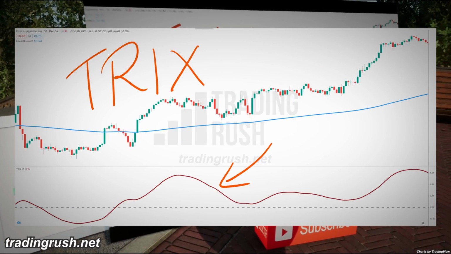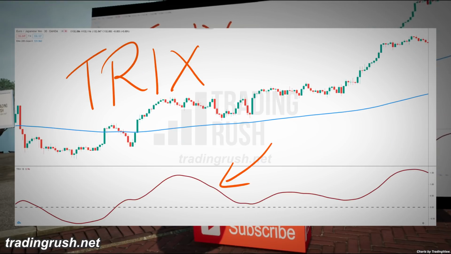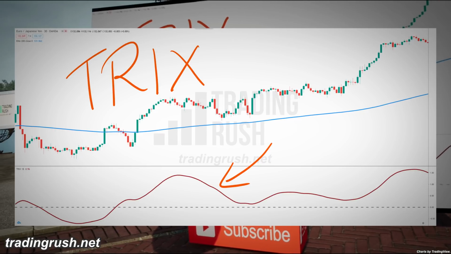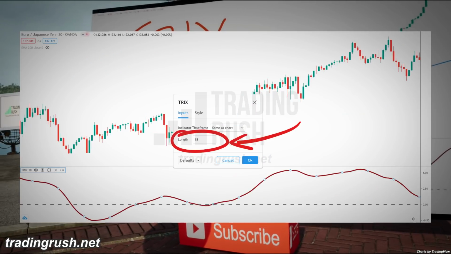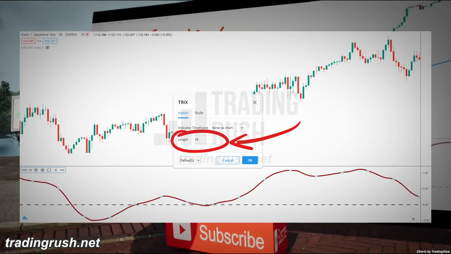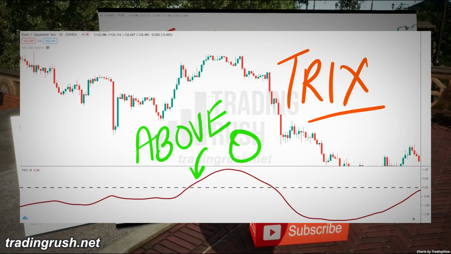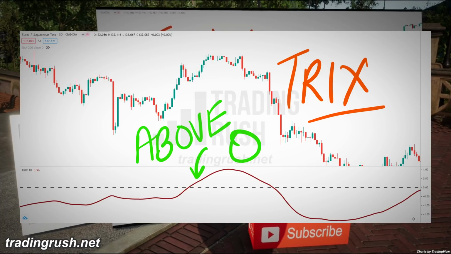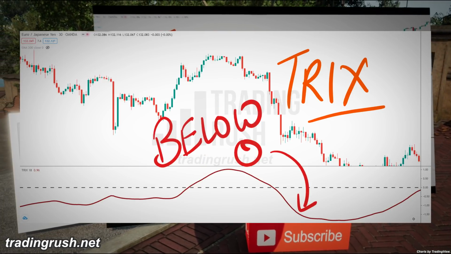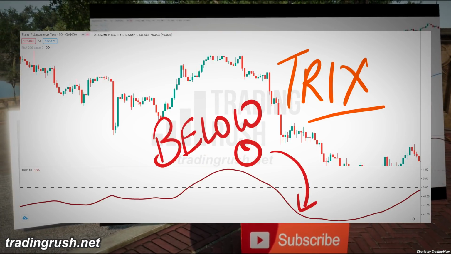This is how the TRIX indicator looks. It comes with just one line that oscillates around its zero line, and by default, it comes with a length of 18. When the TRIX value is above its zero line, it indicates an increasing momentum, and when the TRIX value is below its zero line, it indicates a decreasing momentum.